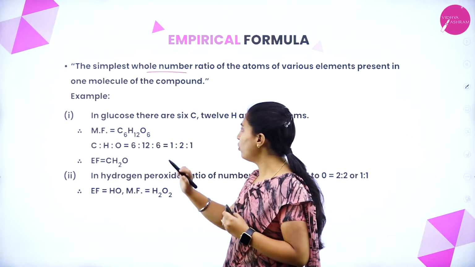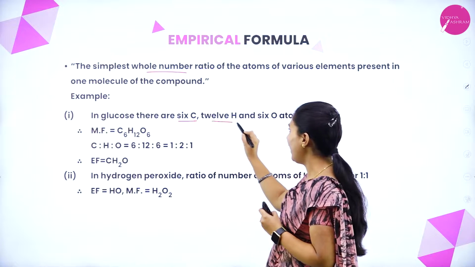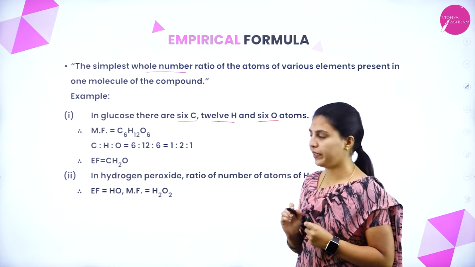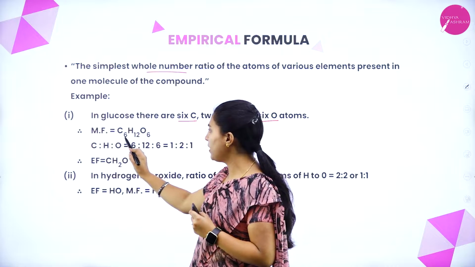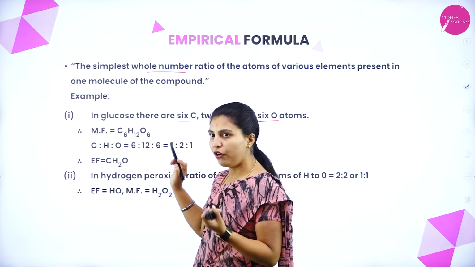Example, in glucose there are 6 carbon, 12 hydrogen and 6 oxygen atoms. That is why the molecular formula is C6H12O6. How are we finding this out?